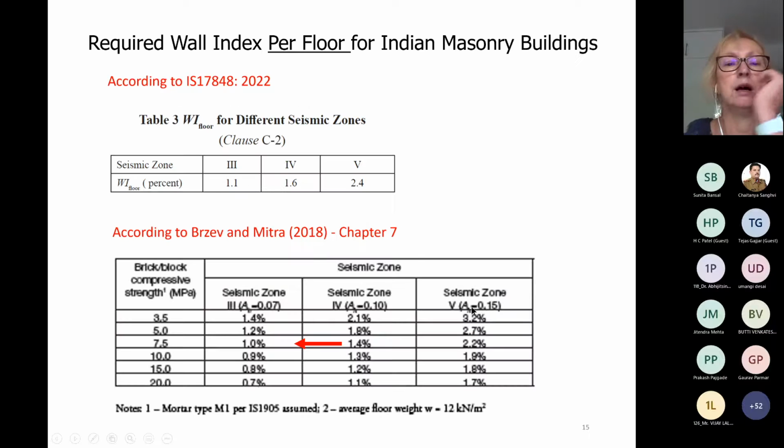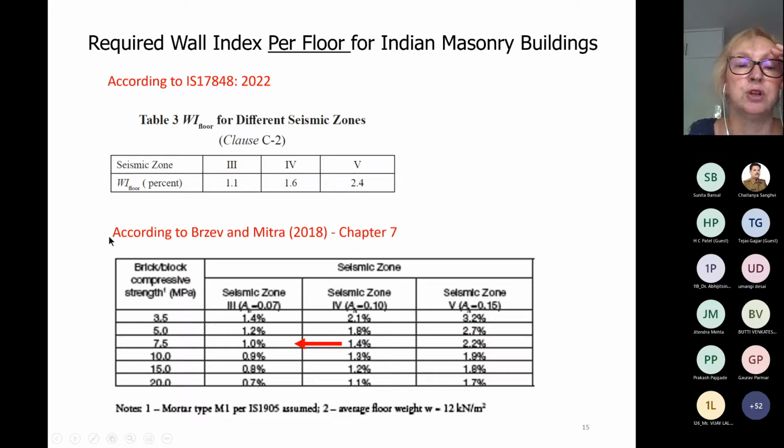So the code gives a table which gives you wall indexes per floor for different seismic zones. It is in Annex C of the code. I will show you that Annex C. And it says that if it is in zone 3, that is 1.1%. In zone 4, it is 1.6%. In zone 5, it is 2.4%.